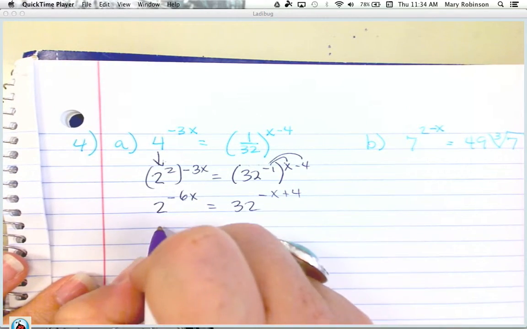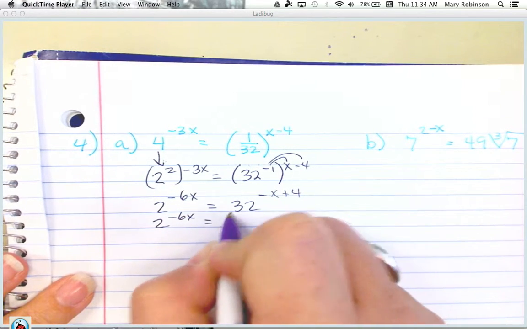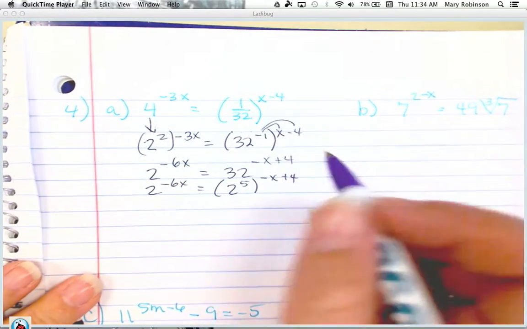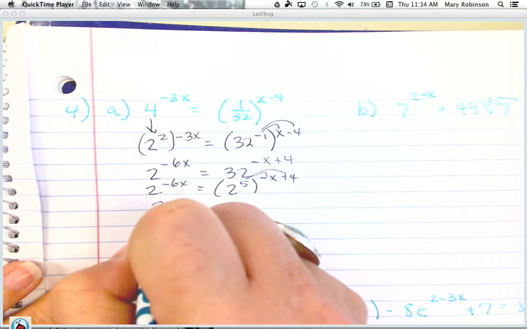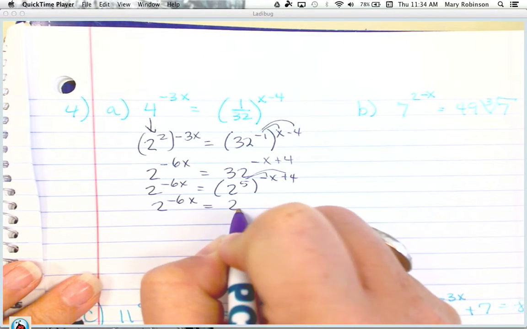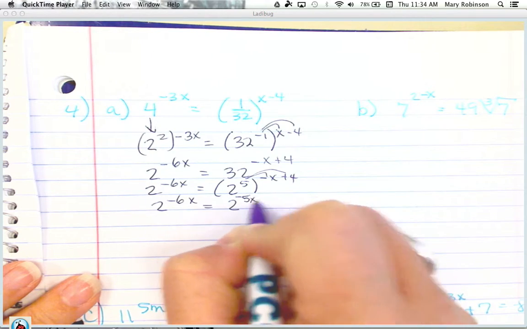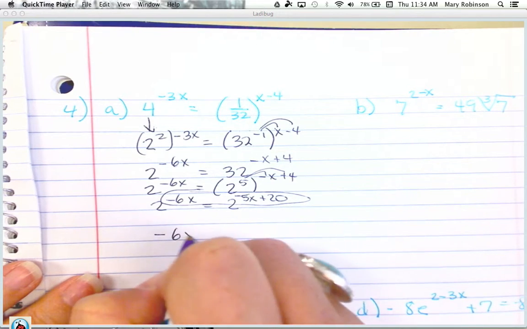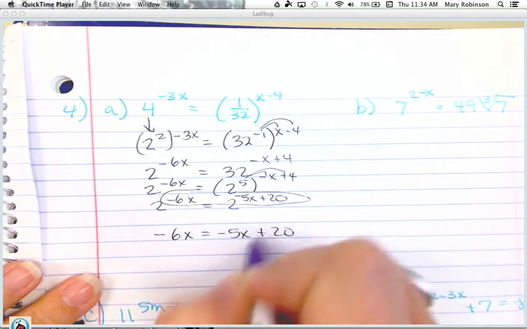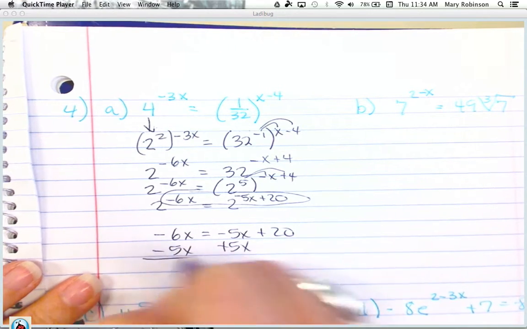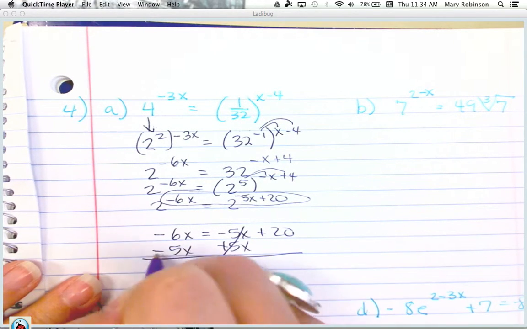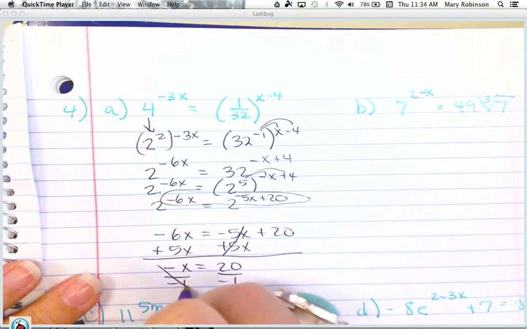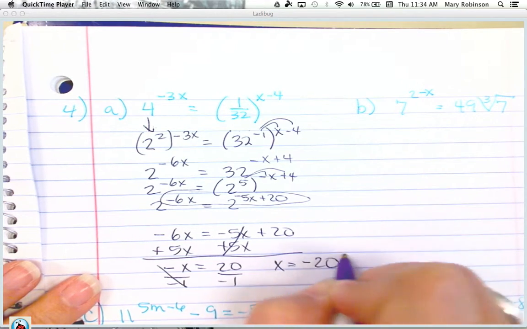Since we still don't have 2 on the right side, we want to rewrite 32 as 2 to the 5th power. And then again, power to a power, multiply. So we'll have 2 to the negative 6x equals 2 to the negative 5x plus 20. Now that we do have like bases, we can set those equal to one another. So we have negative 6x equals negative 5x plus 20. If we add 5x to both sides, we get negative x equals positive 20. Divide both sides by a negative 1, and x equals negative 20.